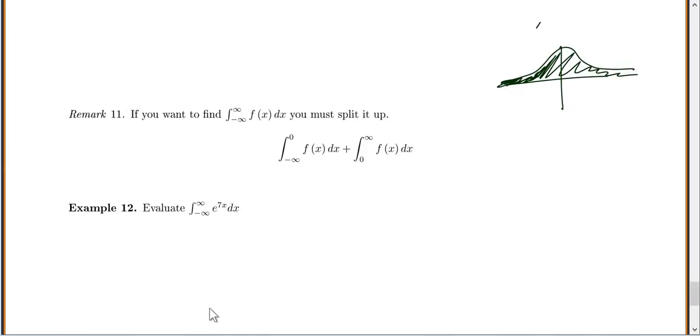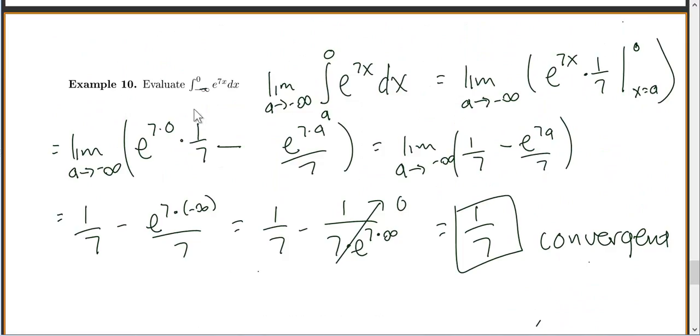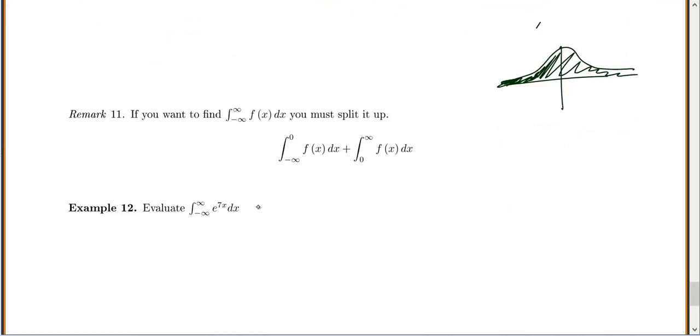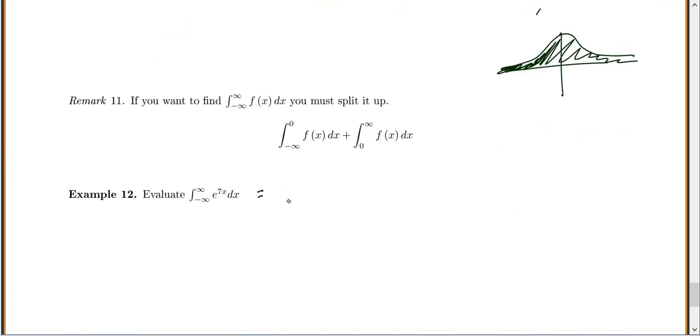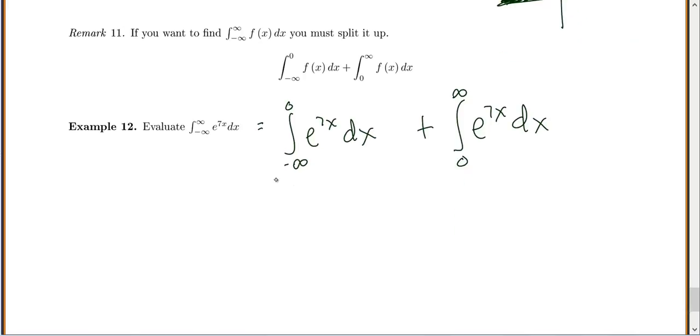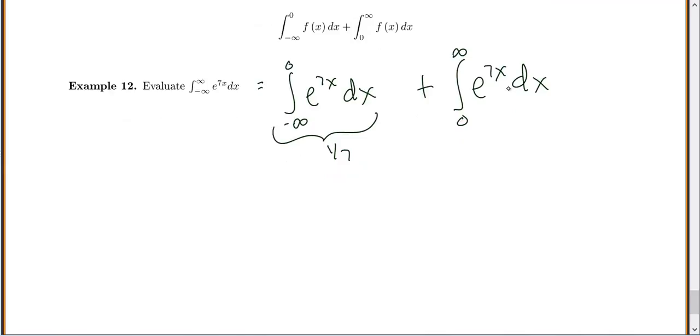So here's one example. We want to integrate from negative infinity to infinity of e to the 7x dx. Notice that's what we just did right here, except here we did negative infinity to 0. Now we want to do it all the way to positive infinity. So this is going to be the integral from negative infinity to 0, e to the 7x dx, plus the integral from 0 to infinity, e to the 7x dx. We did this piece up above. We know this piece is 1/7. So let's focus on just this piece for a minute.